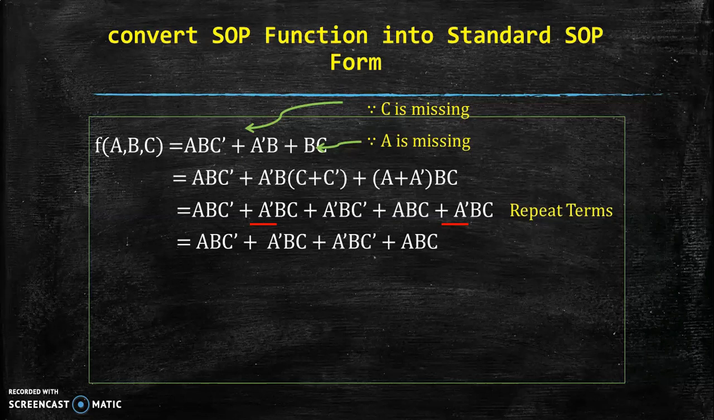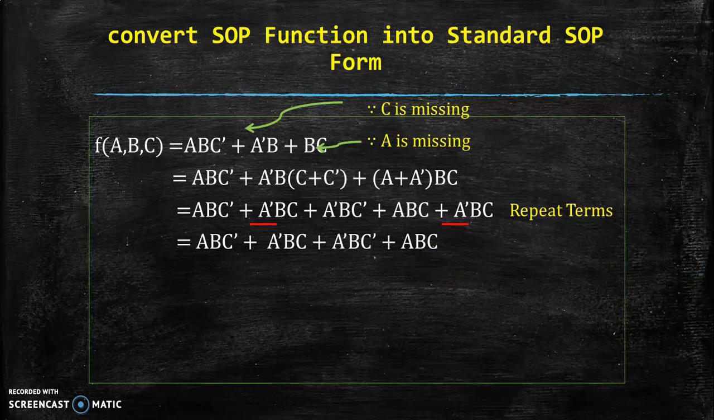Once it becomes canonical, then we can write it in terms of min terms. So now let us proceed to prepare the Boolean function to be represented in min terms. Up to this stage we have received the standard SOP form. Now we go for min terms.